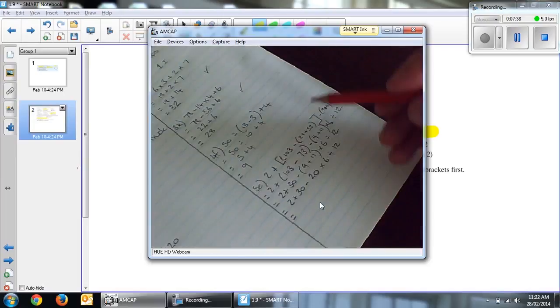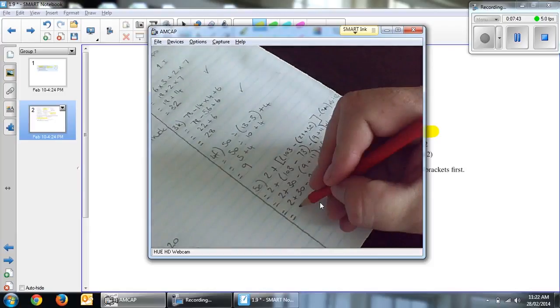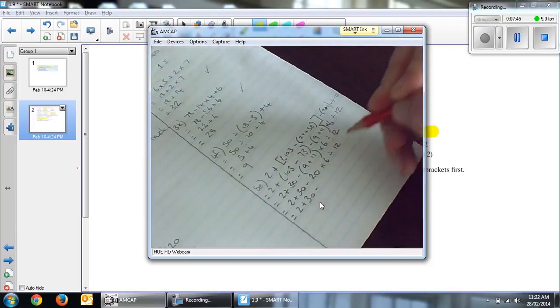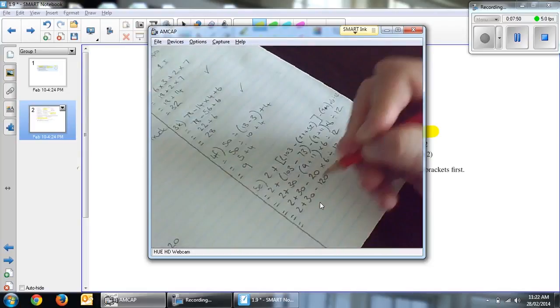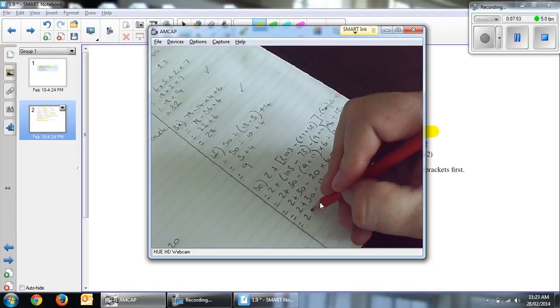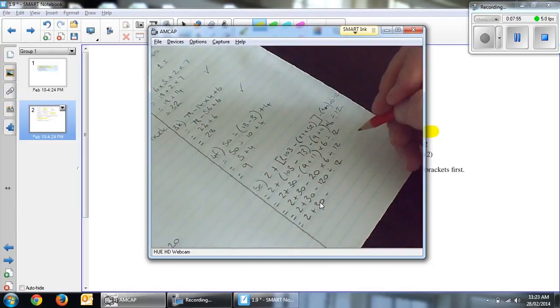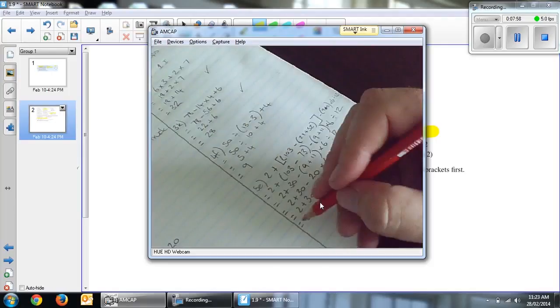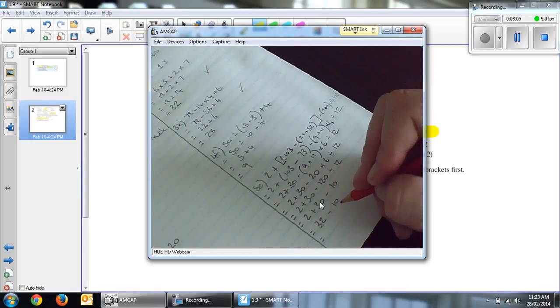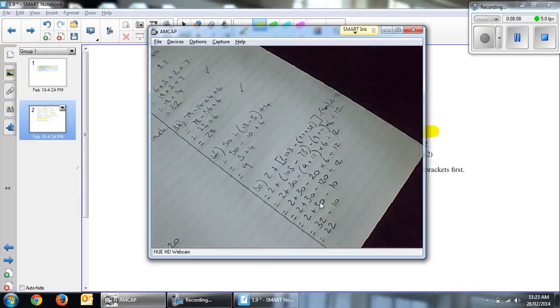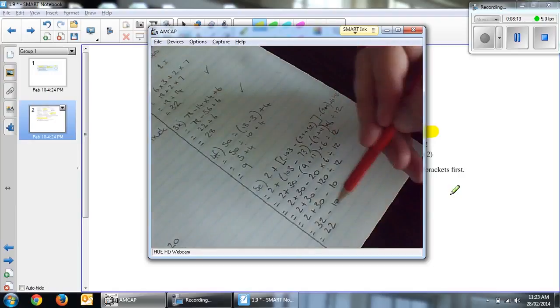Next up, we need to do the multiplication first, so 20 times 6 is 120. Next we need to do the division. 120 divided by 12 is 10. Next we need to do the addition. And finally the subtraction. Okay, so there's a lot of lines of working there, alright, but that's what we're looking for you to work down the page.